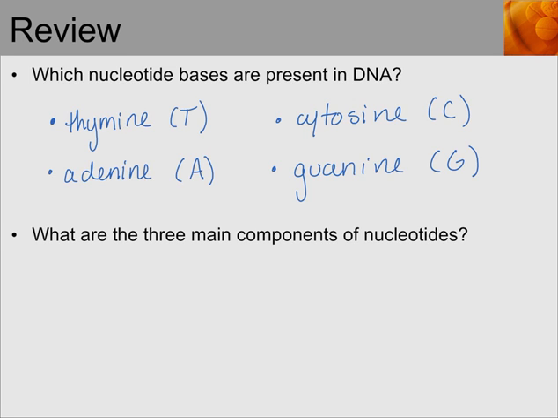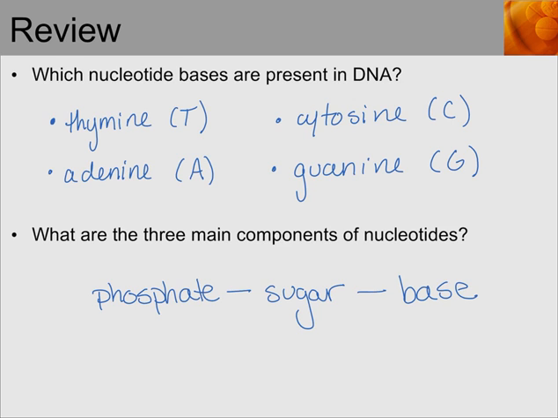And then what are the three main components of nucleotides? So remember, we've got that phosphate group that's bonded to a sugar that's bonded to a nucleotide base. So the bases we just listed up above, what are the sugars? Which sugar would be in DNA?